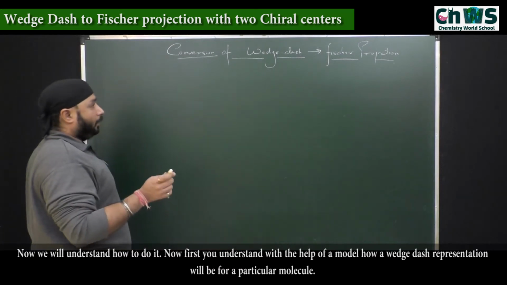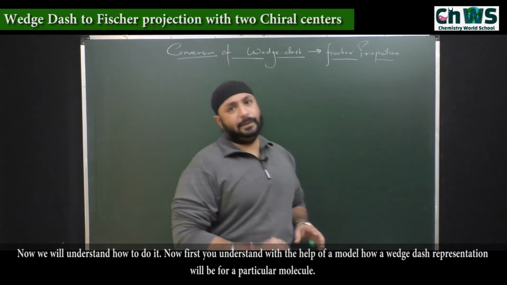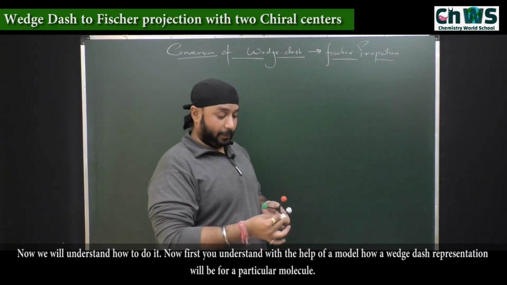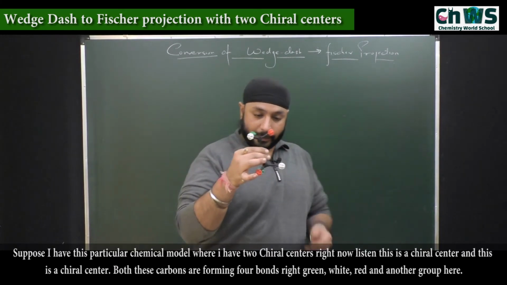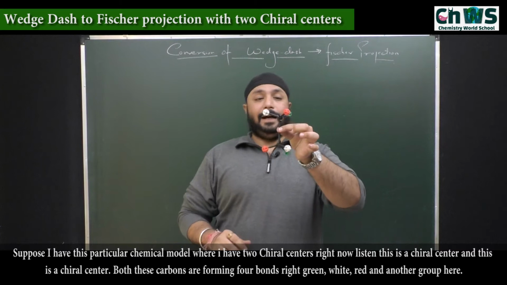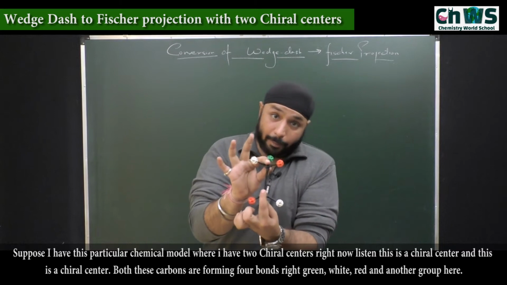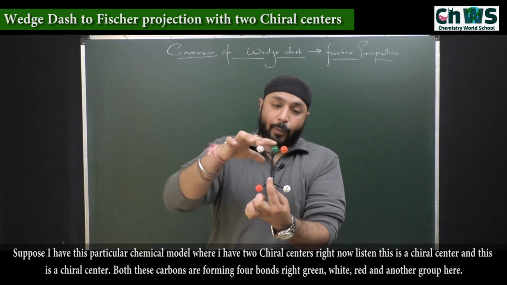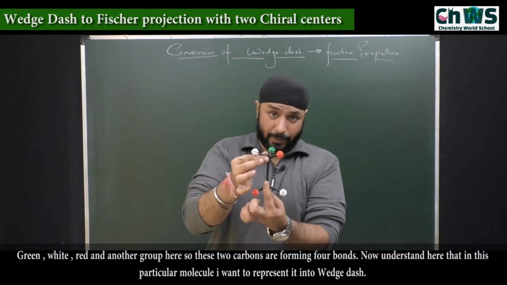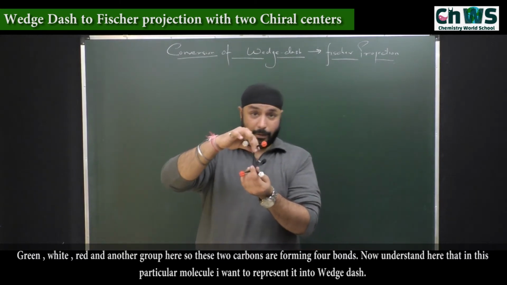Okay. Now listen, first you understand with the help of a model how the wedge-dash representation will be for a particular molecule. Suppose I have this particular chemical model where I have two chiral centers, right? This is a chiral center, this is a chiral center. Both these carbons are forming four bonds: green, white, red, and another group here. So these two carbons are forming four bonds, right?